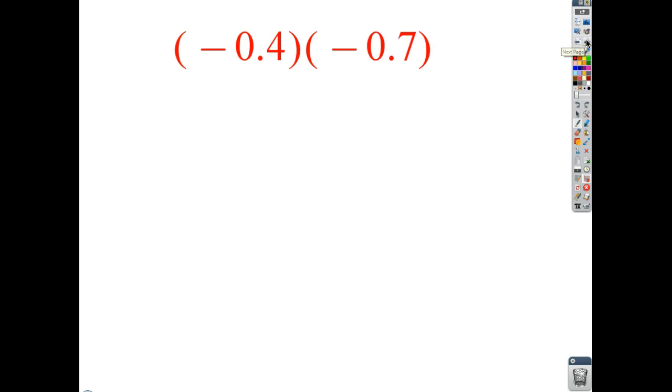All right, let's try another one. Now, this is the same idea, same problem, right? I have negative 0.4 times negative 0.7.